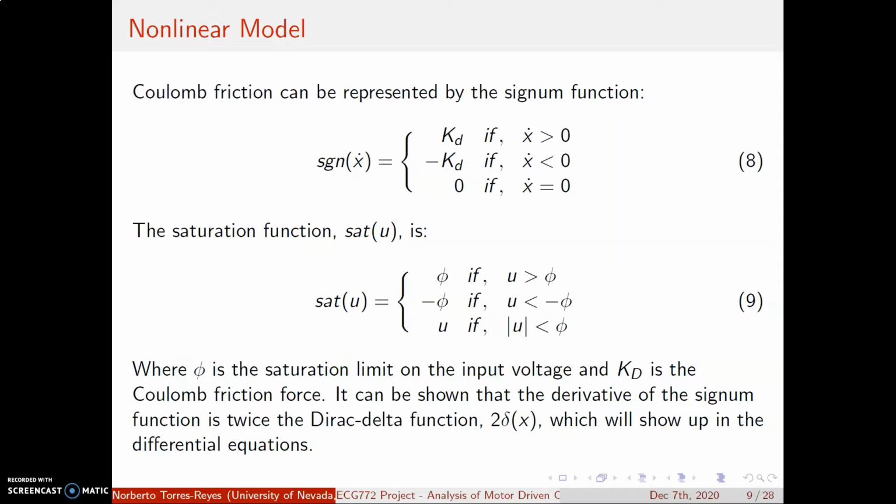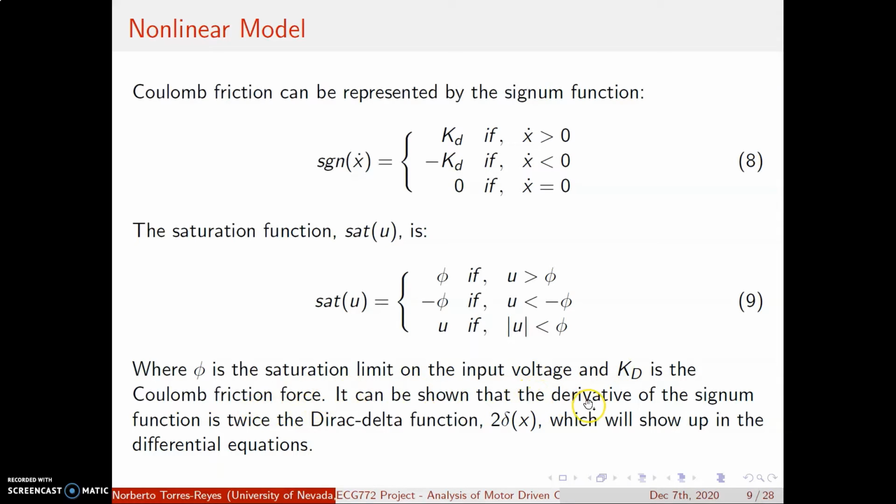The saturation function, saturation of u, is phi if u is greater than phi, minus phi if u is less than minus phi, and u if the absolute value of u is less than phi. So essentially, u remains itself until you hit the limits given by phi and minus phi. Those are the saturation limits on the input voltage. And kd is the Coulomb friction force.